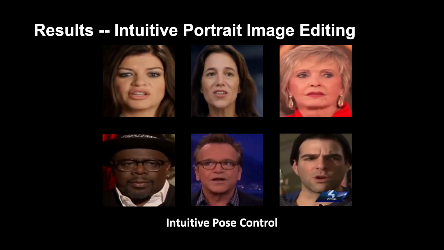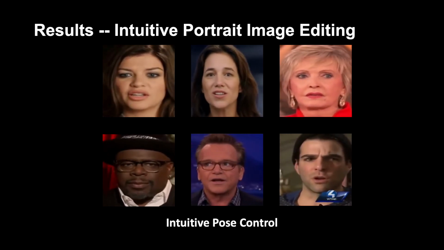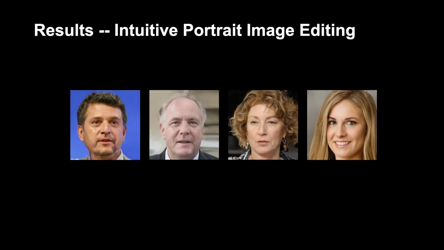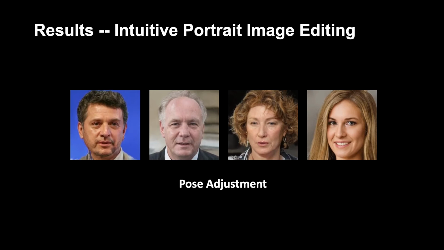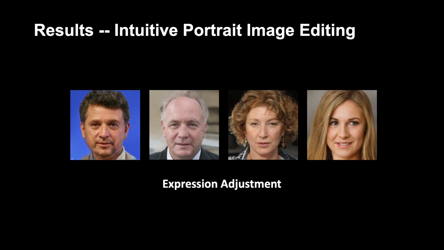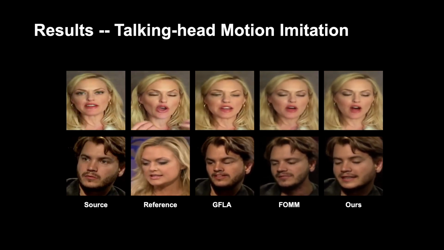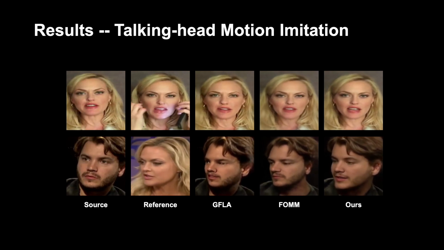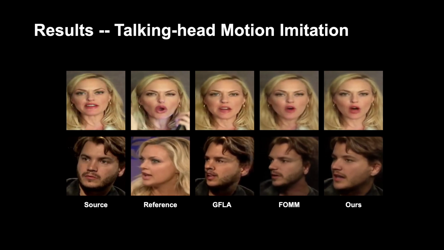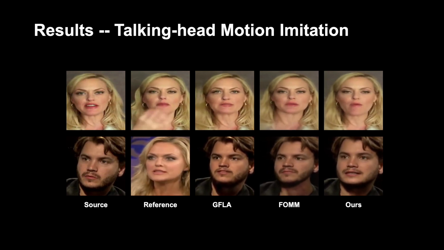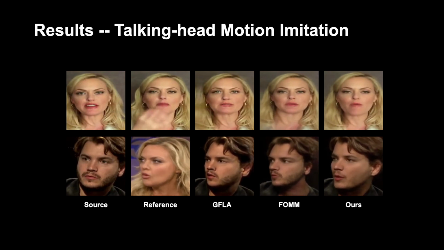Our PIRenderer controls the poses and expressions of the source images with the user-provided coefficients. It can be used as a photo editor which can modify the semantics of the source images. Meanwhile, our model achieves competitive results in the talking head motion imitation task. We show that the proposed model generates more realistic results along with accurate movements while still preserving the source identities.